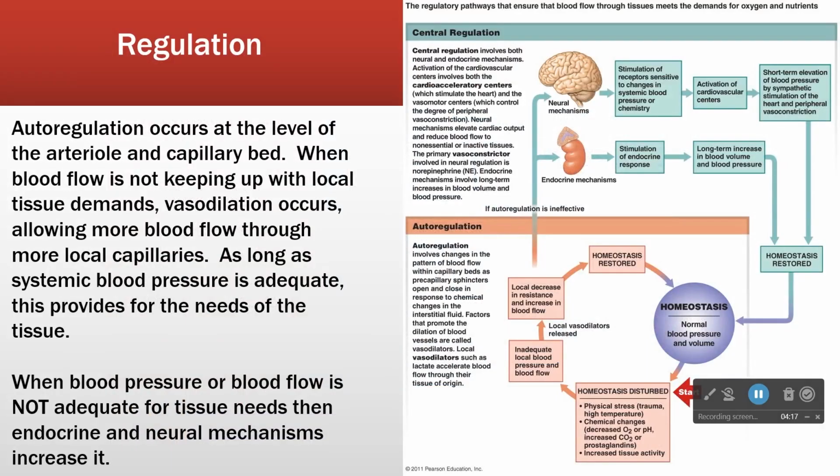So let's now put everything together. What we started talking about early on was autoregulation, right? At the capillary beds, your precapillary sphincters are going to open and close in response to local factors: CO2, oxygen, pH, and so on. Now, I also said that that system only works if there's sufficient blood pressure systemically to make it work.